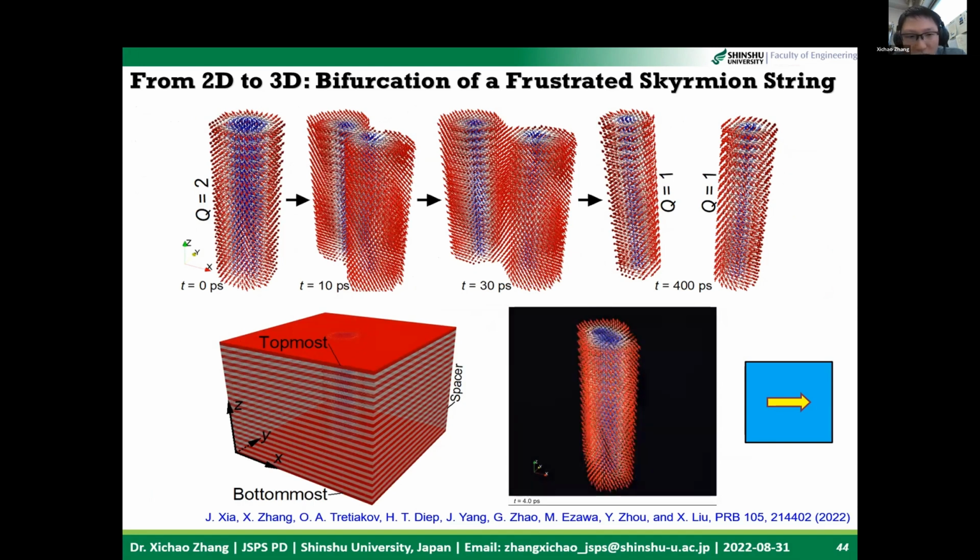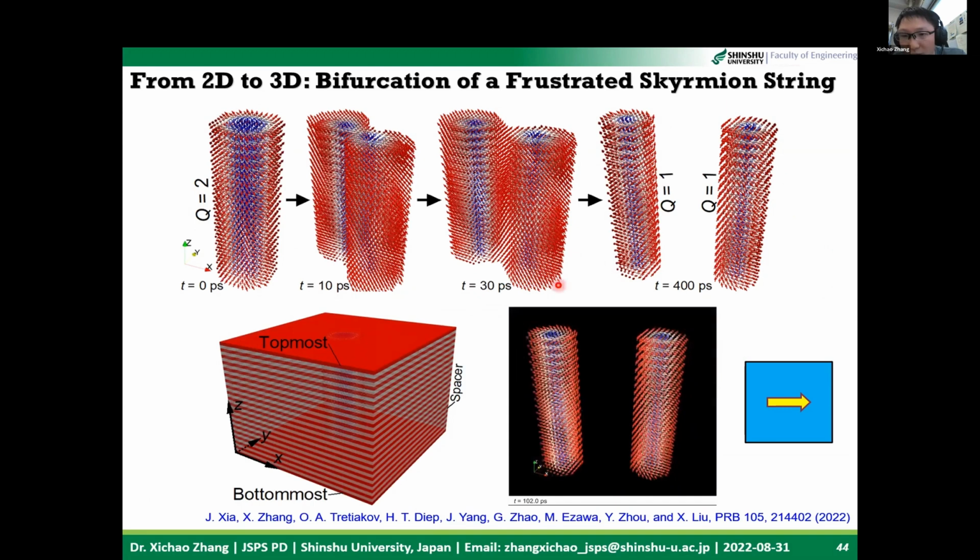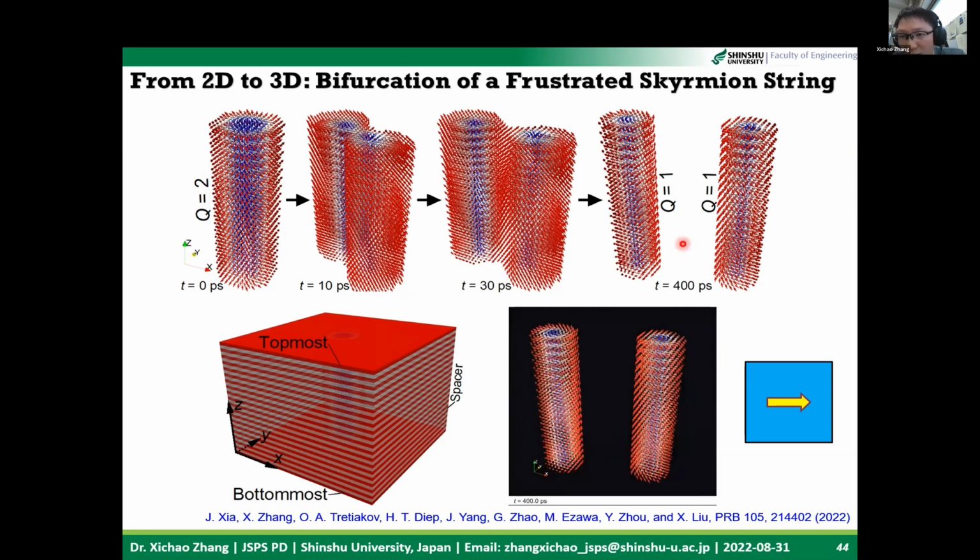And in such a case, the frustrated skyrmion in each magnetic layer driven by the spin torque will be divided into 2 skyrmions. So the skyrmion string with a skyrmion number of 2 is transformed into 2 skyrmion strings with a skyrmion number of 1. And when the current pulse is off, the 2 skyrmion strings will be relaxed in the multilayer.